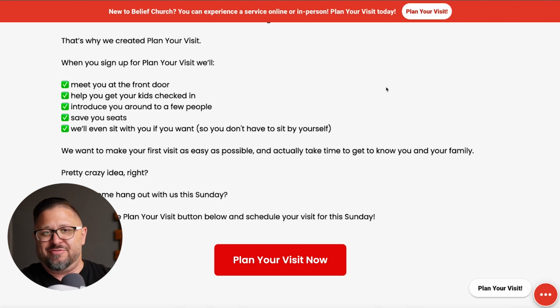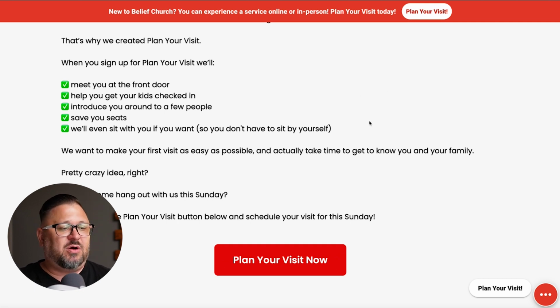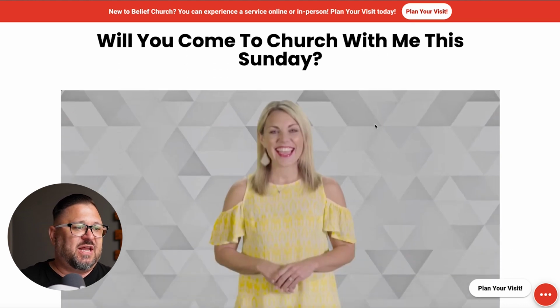It's called a sow that benefit. We'll talk about that in another video, right? Where you tell them what they want, sow that, and then add the benefit, right? So we'll even sit with you if you want, so that you don't have to sit by yourself. We want to make your first visit as easy as possible and actually take time to get to know you and your family. Pretty crazy idea, right? Will you come hang out with us this Sunday? Just click on the Plan Your Visit below and schedule your visit for this Sunday, right?